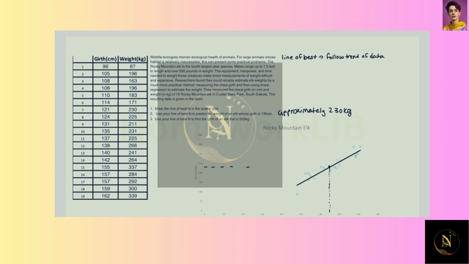Use your line of best fit to find the girth of an elk that's 250 kilograms. So then it's about right here. If I follow this down, this would be 138. So 138 centimeters. So that's how you would use your line of best fit.